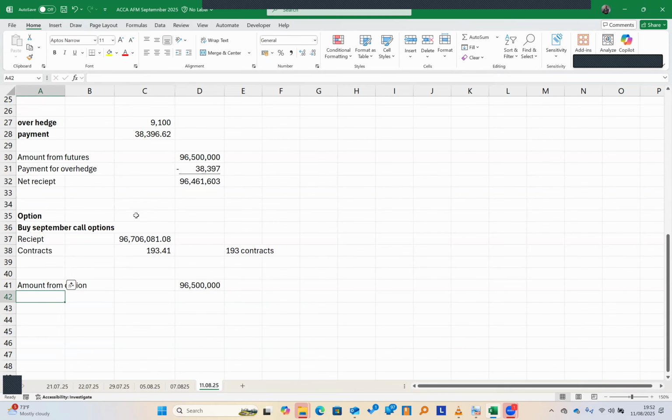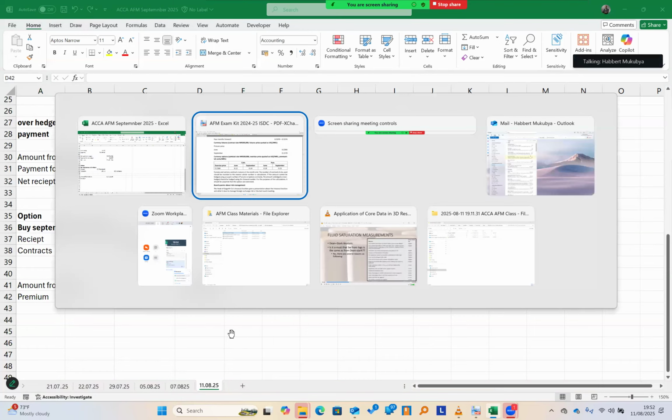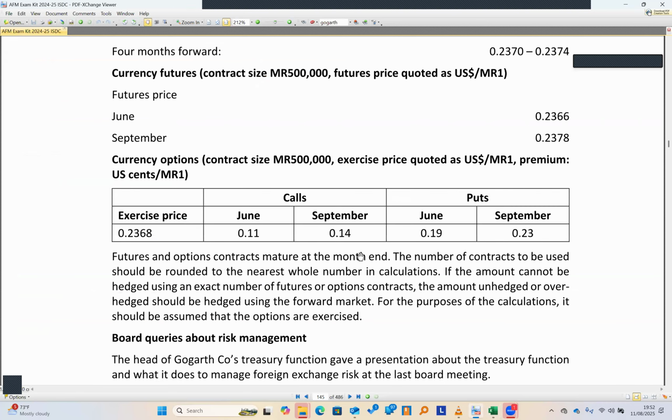Then I will have the premium. Now the premium has been given to us as 0.14. Remember, these are cents for each Malaysian ringgit. So what we normally do with this, we know that we have 193 contracts, and these are cents. So we can actually get how much premium.